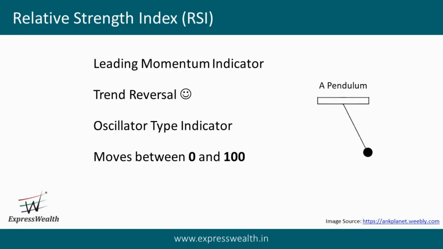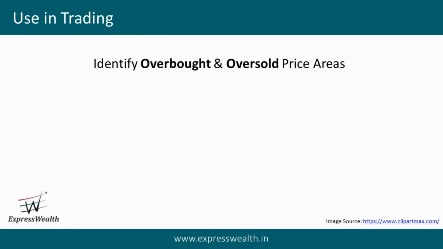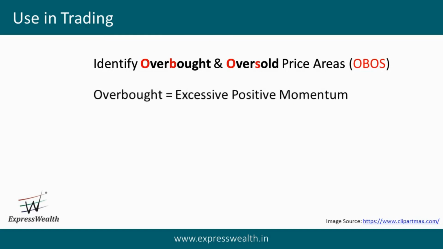So, how can we use RSI in the trading? The objective of RSI is to identify overbought and oversold price areas. That's why it is also called OBOS indicator. Overbought means that there have been so much buying and the stock price has moved up so much that it may not be able to sustain it for a long time and there could be a correction.